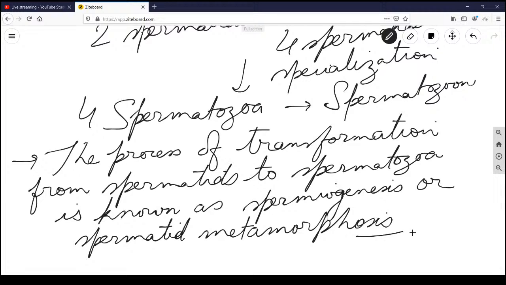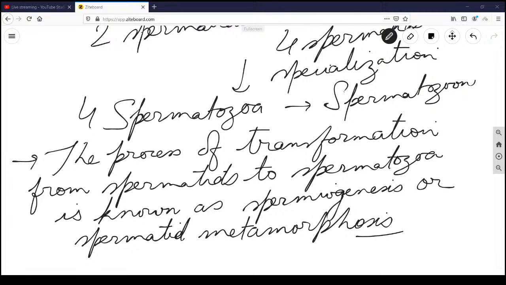This is not mentioned, but sometimes in competitive examinations, just to confuse you, they'll ask what is spermatid metamorphosis. Metamorphosis means the formation of all the organs, so differentiation and specialization only. So you will tick in the competitive examination that spermatid to spermatozoa formation is spermatid metamorphosis or spermiogenesis.